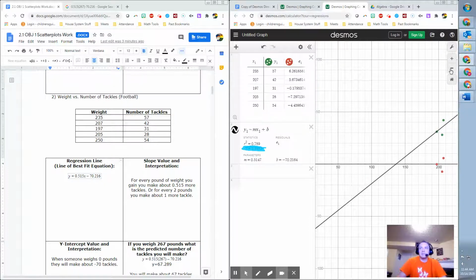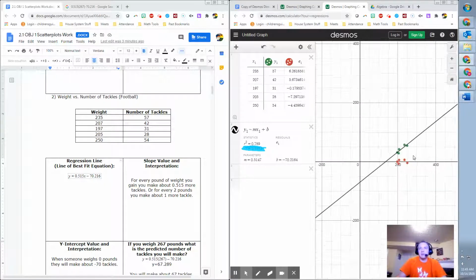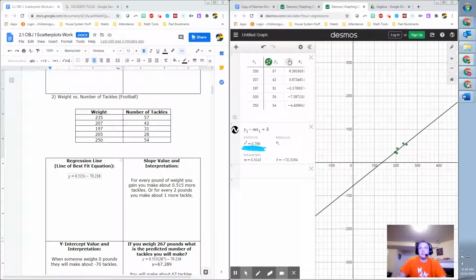So you can actually see this graph here. These are the points of the weight for the number of tackles, and you have this line that shows how that would look as a potential equation, a prediction of if you weigh this much, how many tackles you would make.